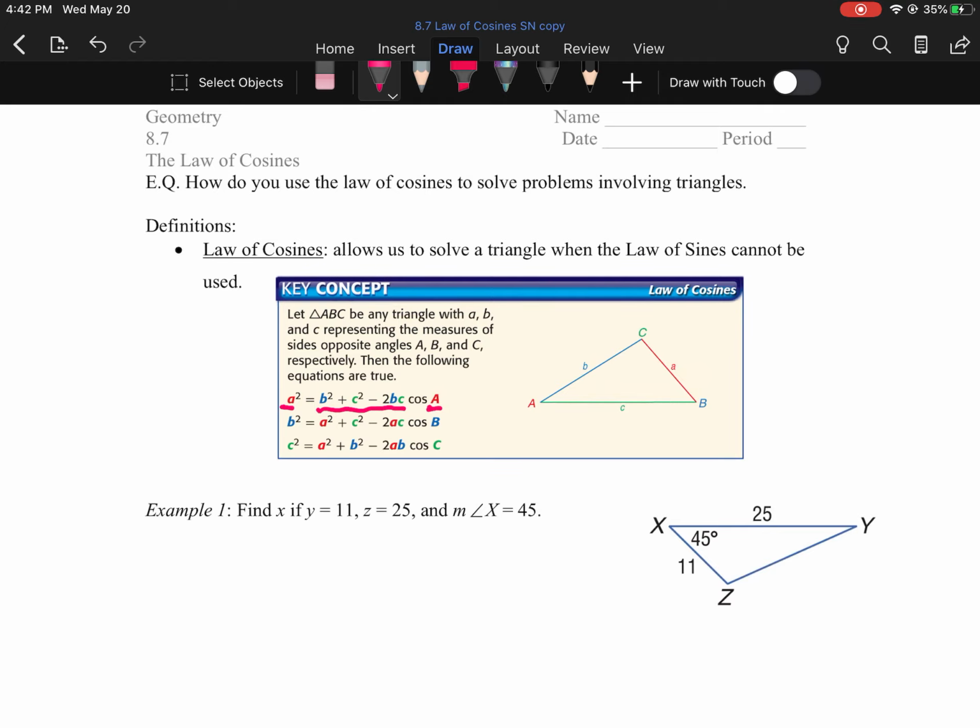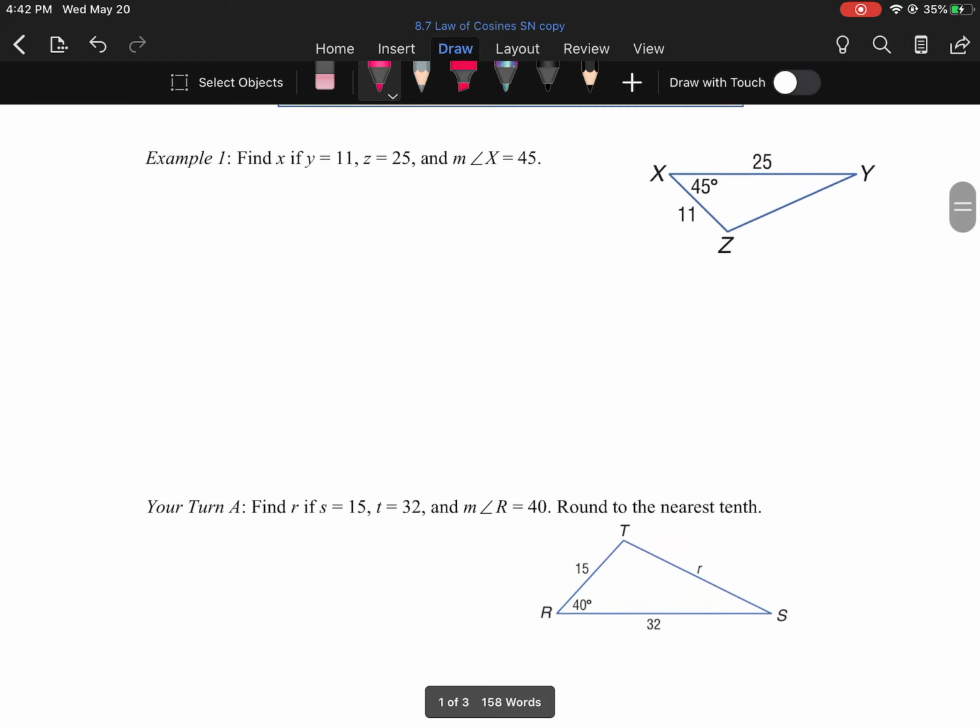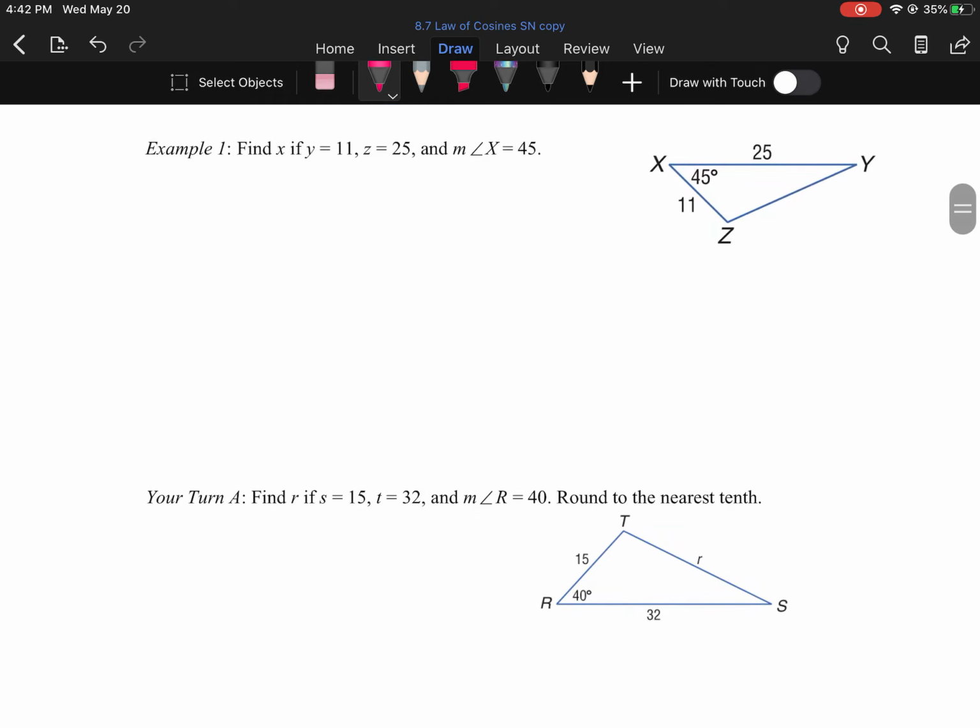Okay, so let's take a look at example 1 so we can see how this works. We have to find x if y is 11, z is 25, and angle x is 45 degrees. They gave us the triangle and labeled it for us, so let's get started.